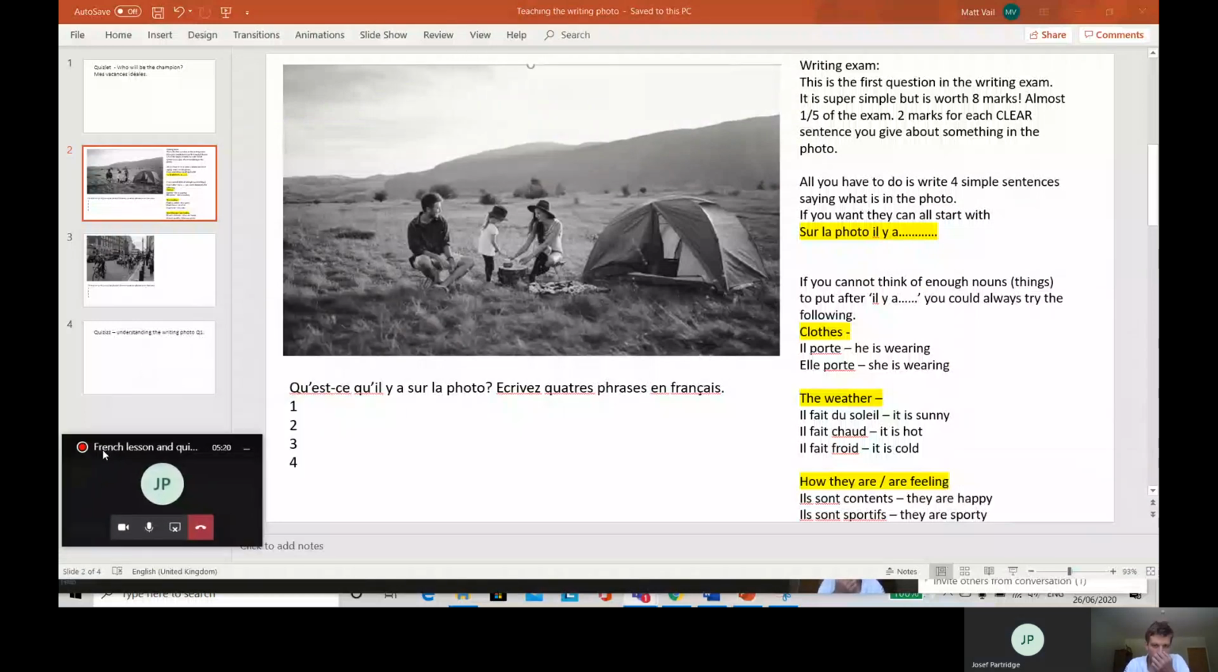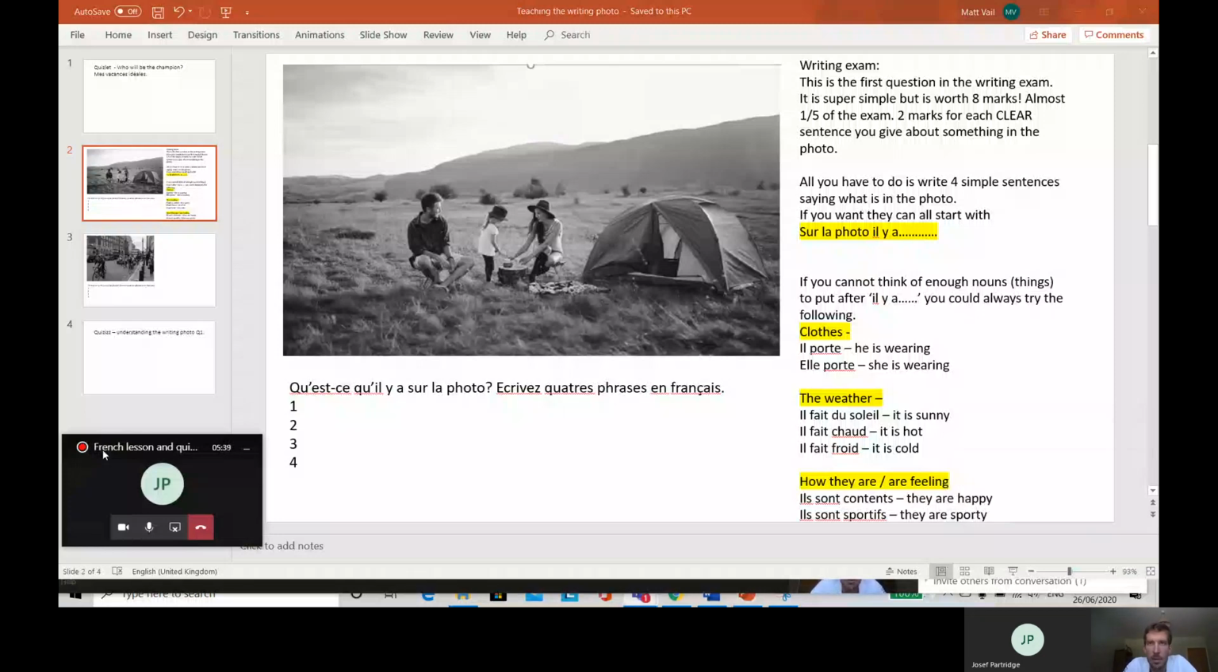Right, so this is part of the writing exam. It's actually the very first question on your writing exam at GCSE. So essentially, it's designed at being the easiest question for you to get on with. So it's quite a simple one.